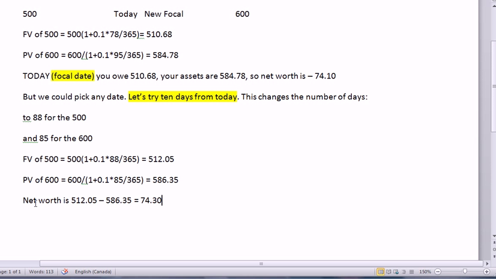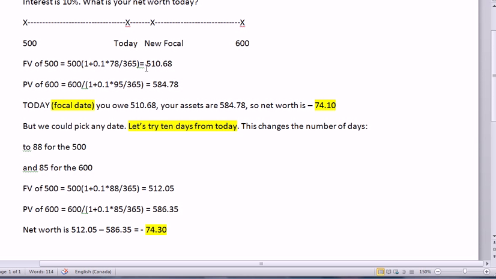But let's see what happens when we get your net worth. Your net worth, remember, is the difference between the two. So it was 512.05. Your debt is increased, but so have your assets increased because you're closer to the maturity date. And in fact, this balance here, 74 point, should be a negative there. You owe 74.3. Now that's very, very close to the up here, the 74.1. The 10 days difference. It would be the same, just some rounding up.